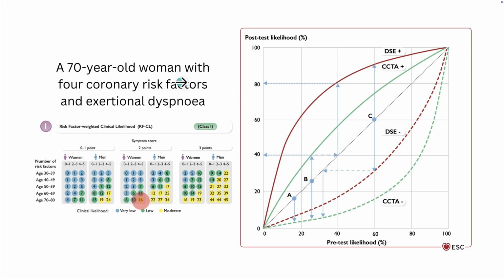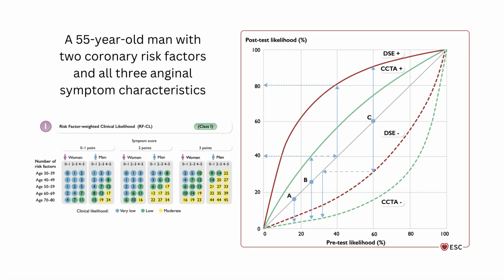Let's have a 70-year-old woman with 4 coronary risk factors and exertional dyspnea. Symptoms give her 2 points and she has 4 risk factors, so the pretest likelihood is 16%, in the moderate range. If this patient gets a CT scan, remember CT scan is recommended in low or moderate. If this patient gets a CT scan that is negative, then the chances of having coronary artery disease are very low and we can stop at this stage.